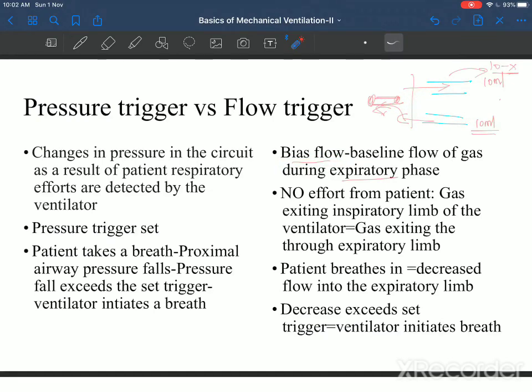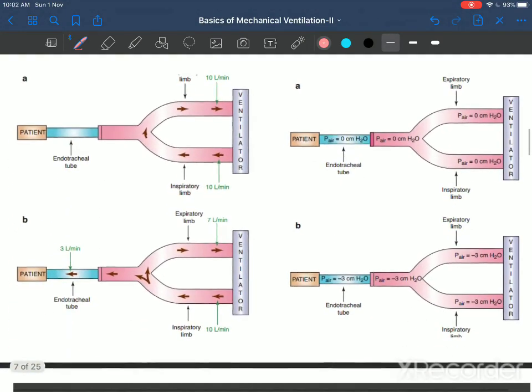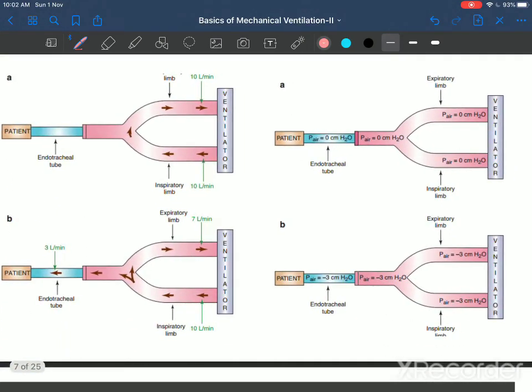Flow triggering allows the patient to trigger the ventilator with less effort compared to a pressure trigger. And pressure trigger is especially difficult if the patient is having a small ET tube or if the patient is already having auto PEEP, as happens during gas trapping, as happens during asthma. So let us see this with an example of a diagram.